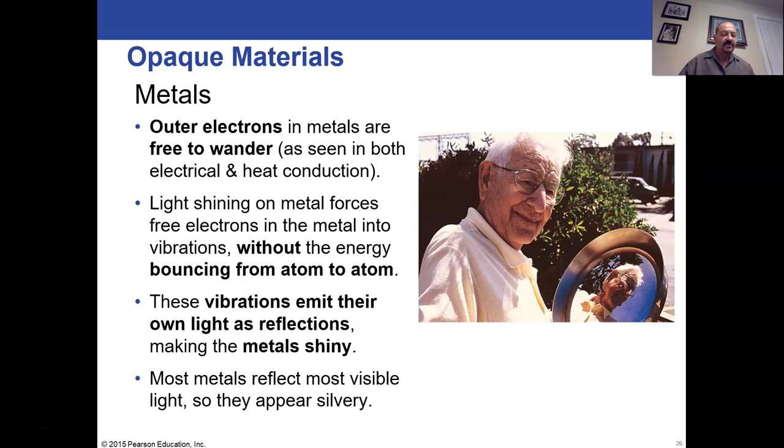So most metals will reflect most visible light. And in fact, that's why most metals appear silver. They're essentially reflecting all the colors of the rainbow back to us, so the metal looks shiny and silver.